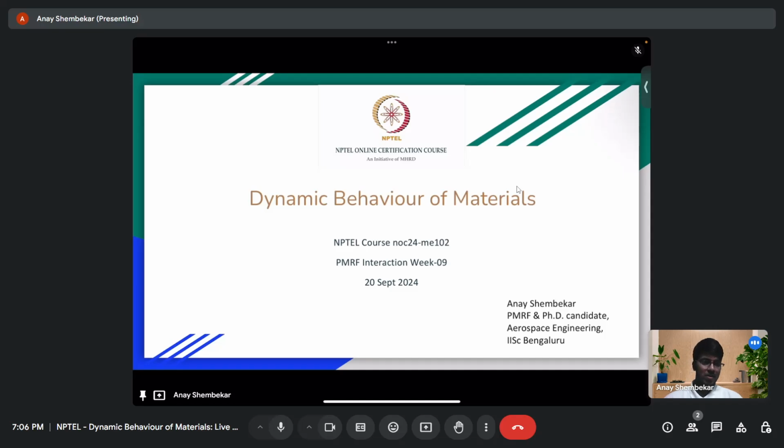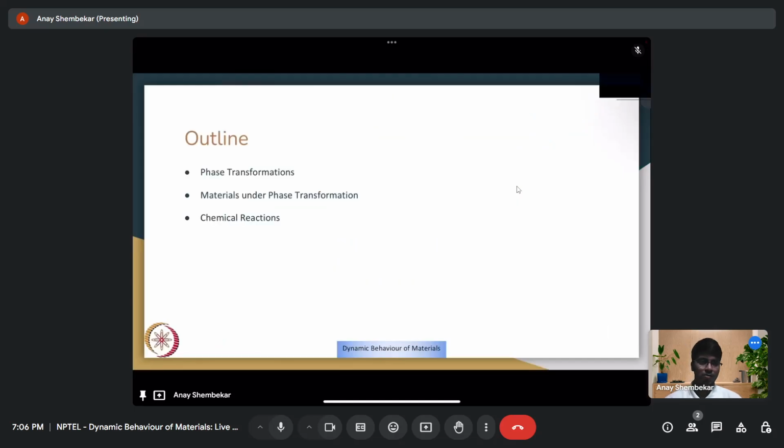In this week, we'll be discussing the content covered in week 9 of the course, which particularly includes phase transformations under shockwave passage in its relation to the Rankine-Hugoniot curve. What happens to materials exactly under phase transformation? And another thing being the chemical reactions which may occur during shockwave passage.